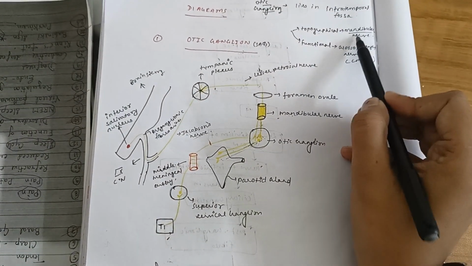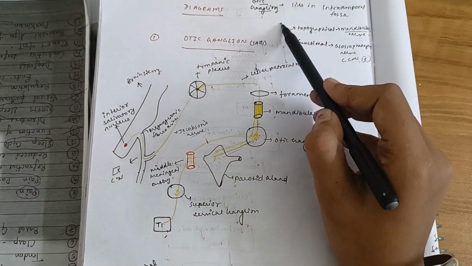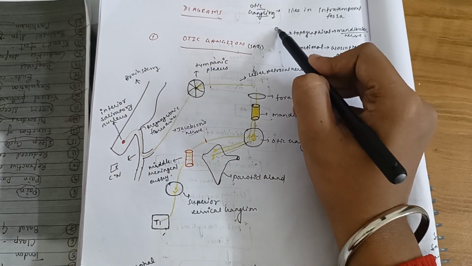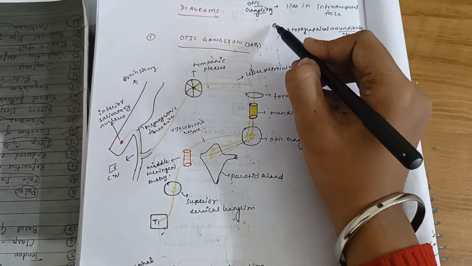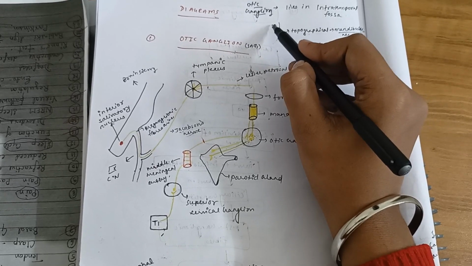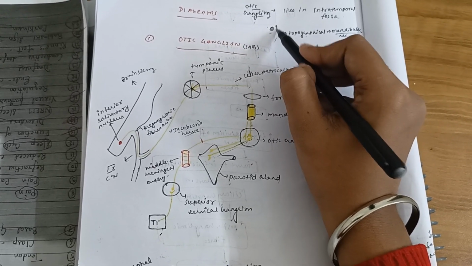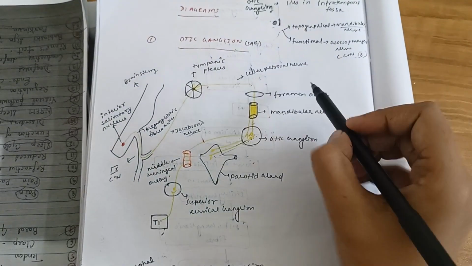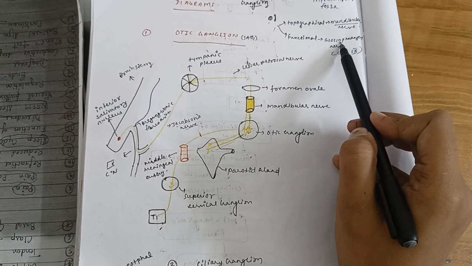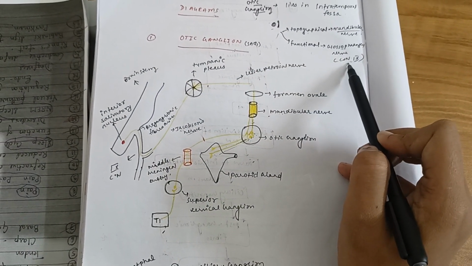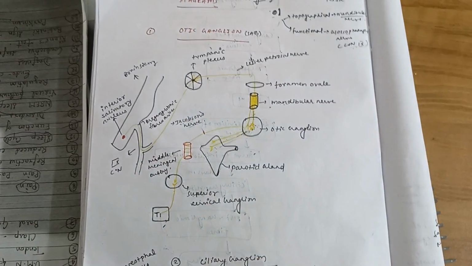Topographically, it is related to mandibular nerve because Otic ganglion is present medial to mandibular nerve, and functionally it is related to glossopharyngeal nerve, cranial nerve number 9. So let's study how it supplies.